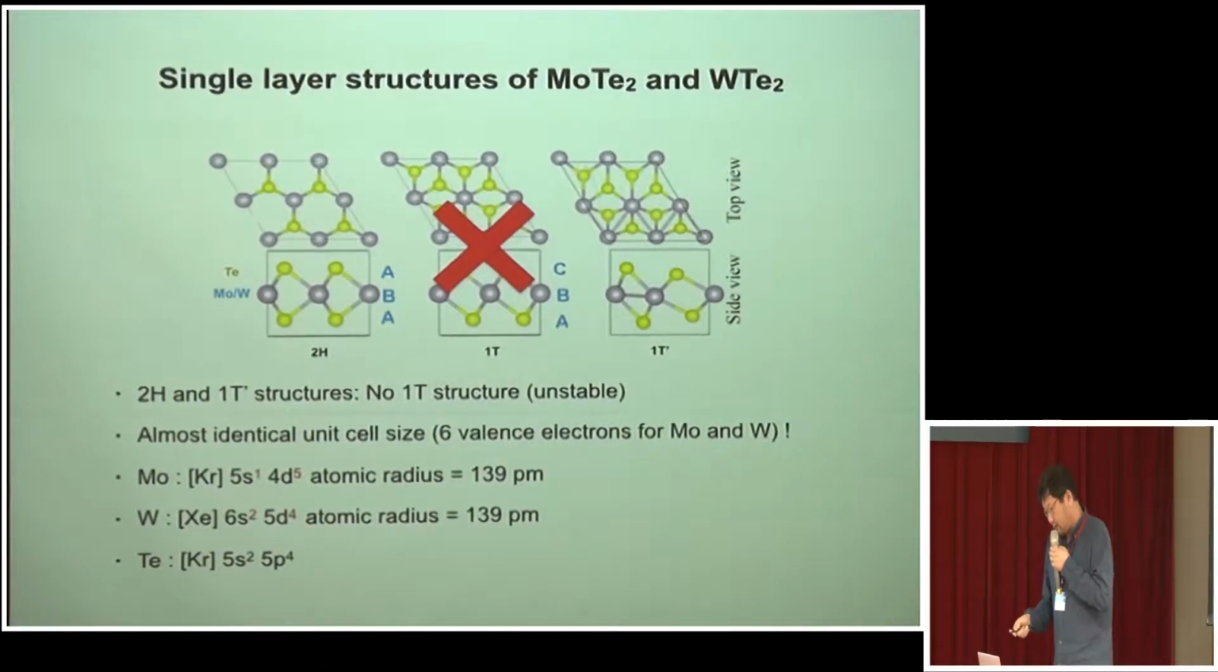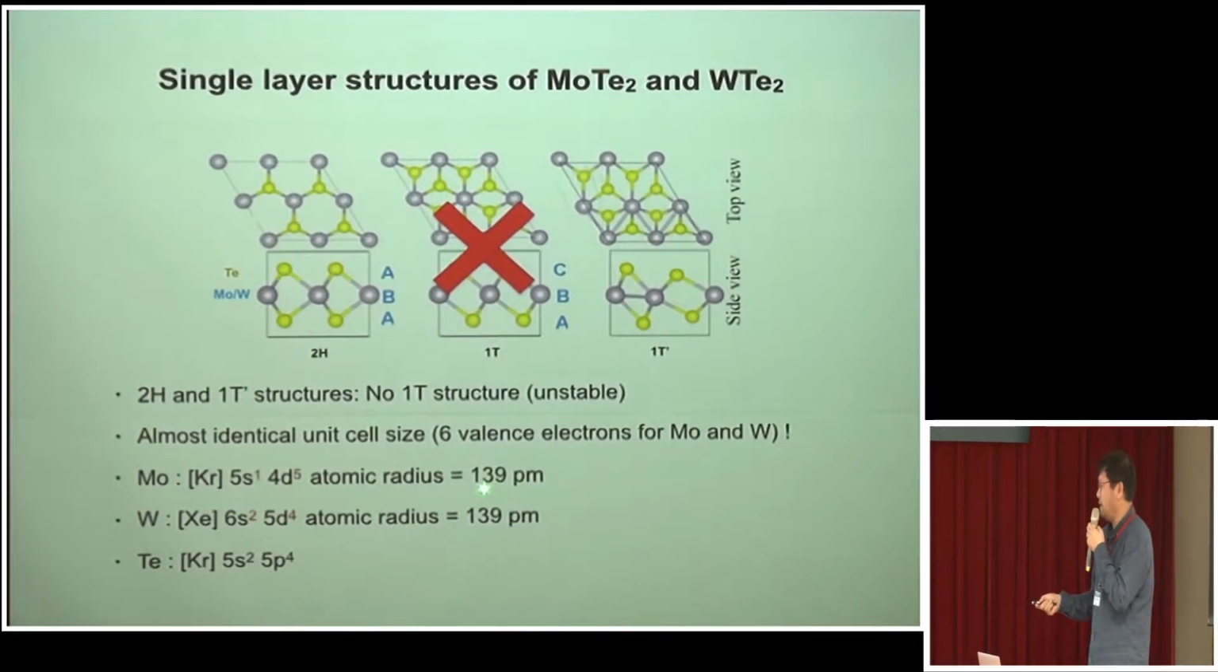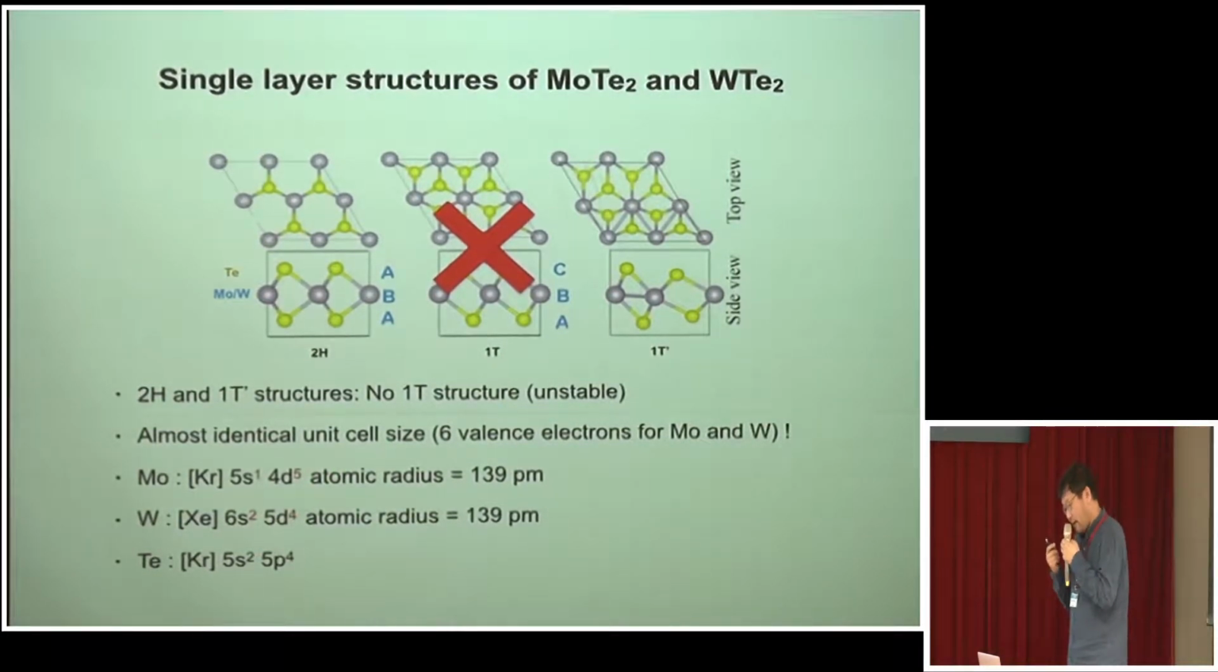This different phase transition behavior for molybdenum and tungsten is quite surprising, because tungsten and molybdenum have almost identical atomic radii, within 1 picometer. The number of outer-shell electrons is the same, but the configuration is a little different: molybdenum is 5s1 4d5, and tungsten is 6s2 5d4.